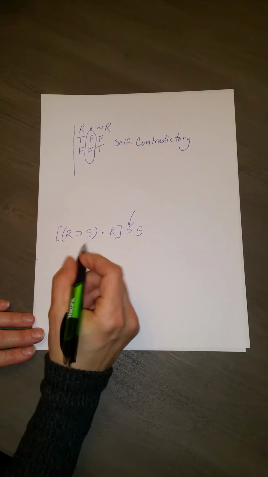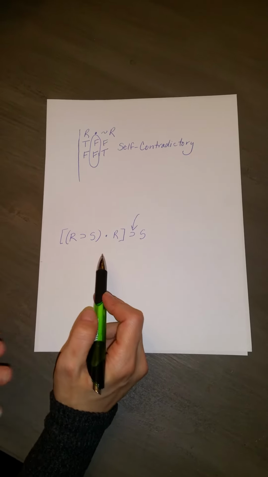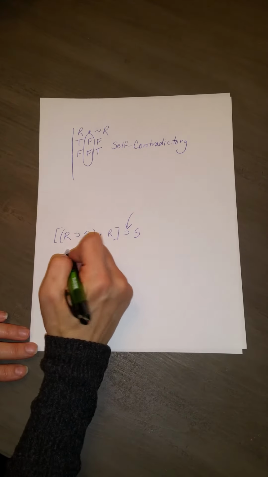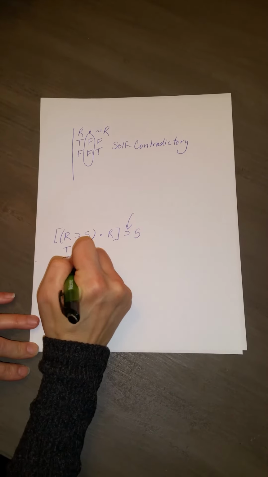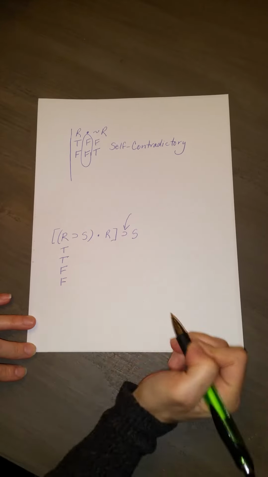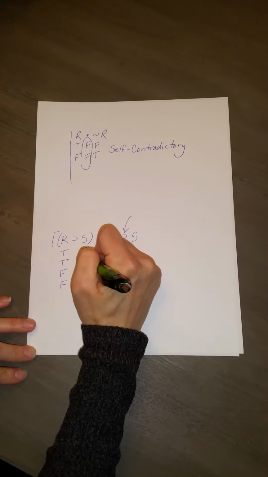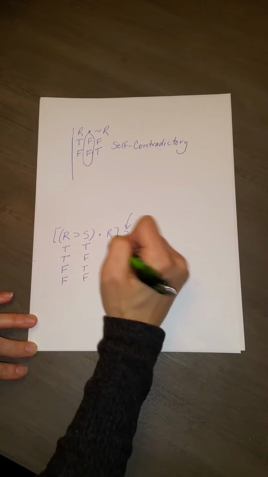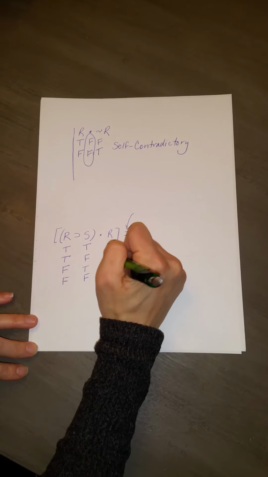So in this case, we have 2 letters, so we need the 4 combinations, and I'm just going to put them right under the letters. So we'll use R is true, true, false, false, and then S will do true, false, and then I'm just going to go ahead and repeat it over here to make it easier to read.